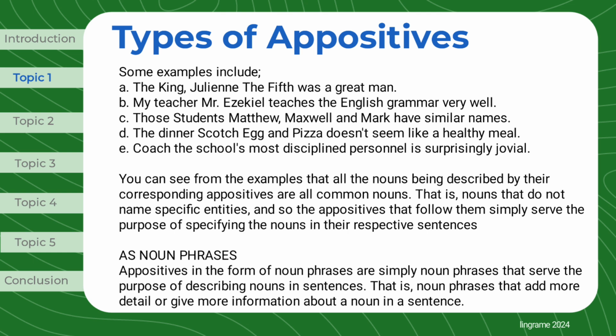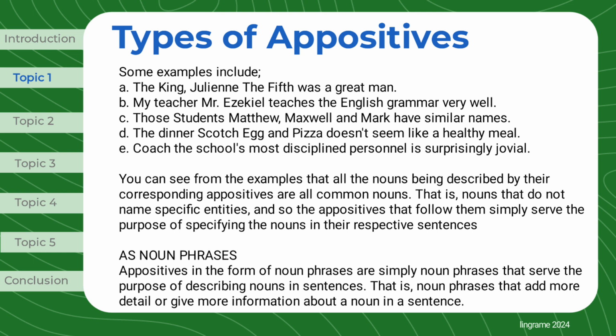You can see from the examples that all the nouns being described by their corresponding appositives are all common nouns. That is, nouns that do not name specific entities, and so the appositives that follow them simply serve the purpose of specifying the nouns in their respective sentences.